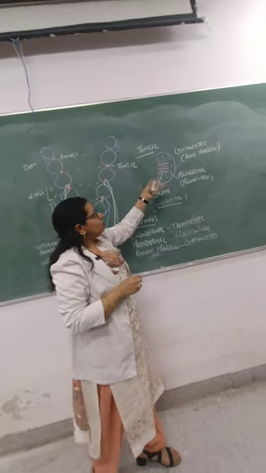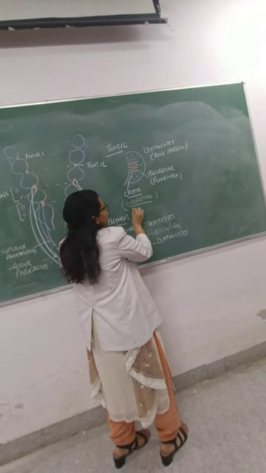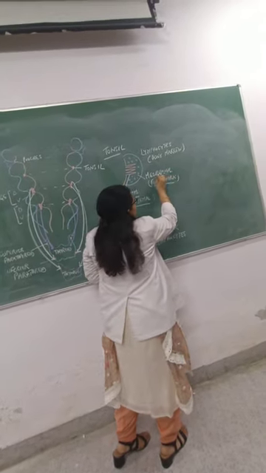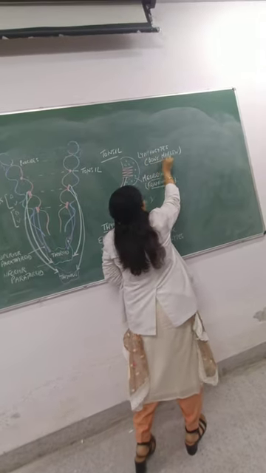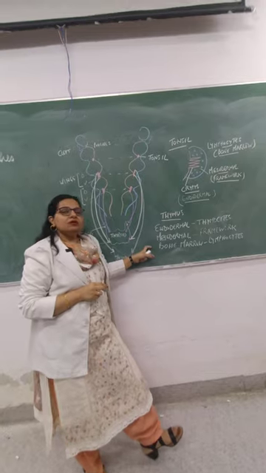Right? So tonsil as a whole is derived from three components. Crypts are endodermal, framework is mesodermal, and from the bone marrow, the lymphocytes migrate to this site. That is all about the tonsil.